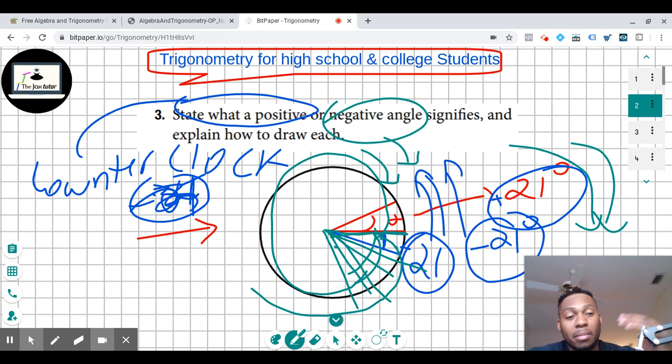So the negative angles are measured in the clockwise direction, and the positive angles are measured in relation to the x-axis, which is the initial position, and the counterclockwise direction. I hope that makes sense to you.